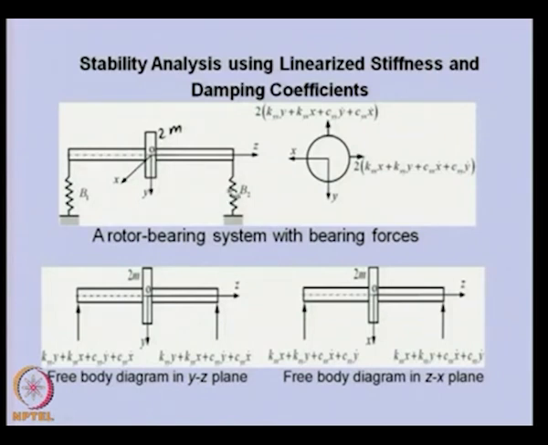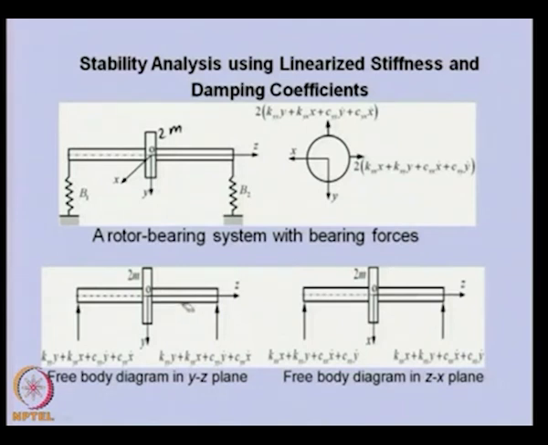Now, if we draw the free body diagram of this rotor, we will see that the fluid film forces in the x and y direction will be given by this. So, this is basically the fluid film force in the x direction, and in this we will have contributions from stiffness as well as damping terms, and because cross-coupled damping and stiffness are also there, those terms will also be there. Similarly, in the y direction we will have this.